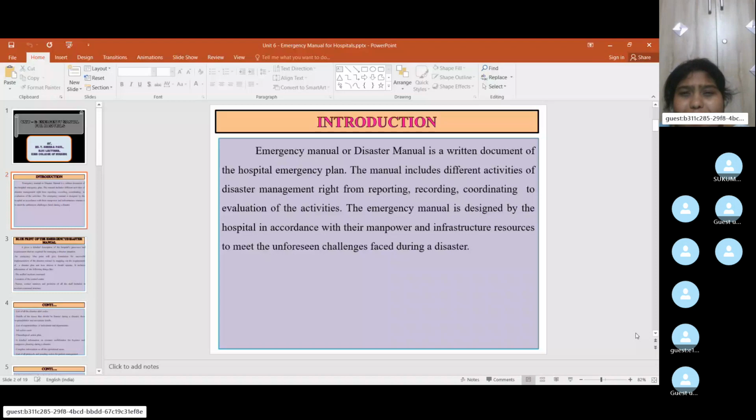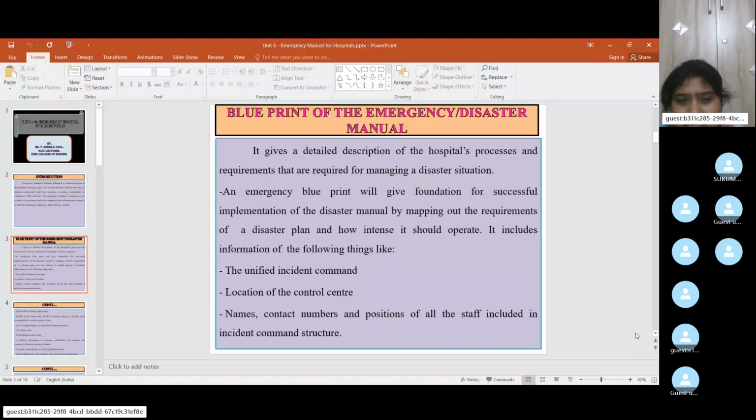So, the blueprint of the emergency or disaster manual. What does an emergency manual consist of? It gives a detailed description of the hospital's processes and requirements that are needed for managing a disaster situation. So the emergency manual has a clear description about what the hospital norms, protocols and requirements are, and how the hospital will manage a disaster situation.